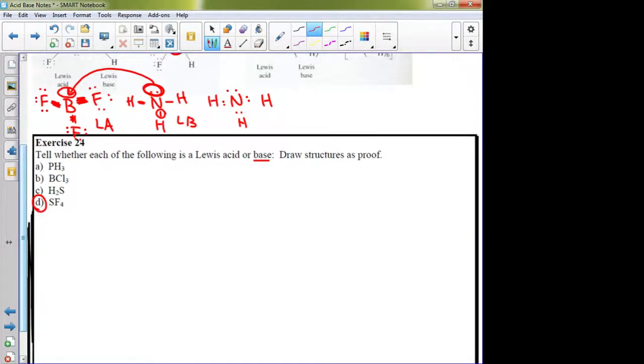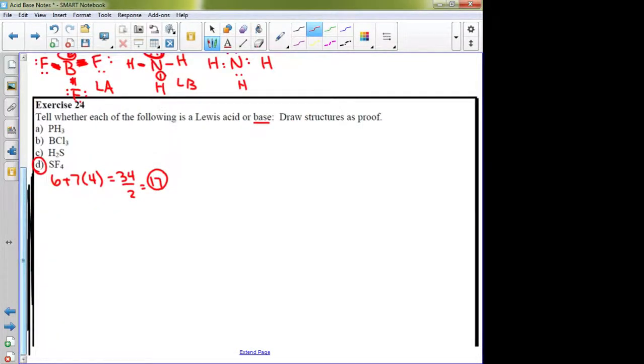So, sulfur has how many valence electrons? 6. Plus fluorine has how many? 7. And I'm going to multiply that times 4. 6 plus 28 is 34. And 34 divided by 2 is 17. So I know I should have 17 pairs. Who's gonna go in the middle? Sulfur. So I'm gonna show it bonded to my fluorines. What's my next step? Add the dots. Put my lone pairs all around my fluorines.